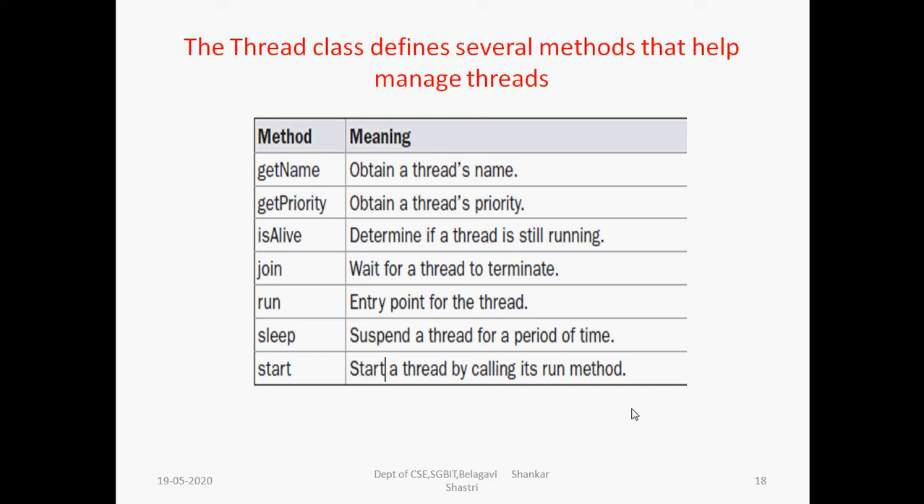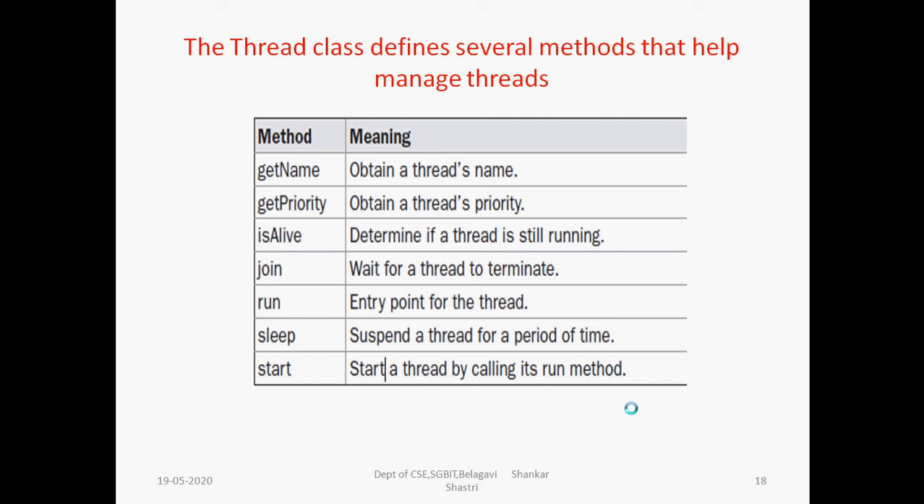Join: wait for a thread to terminate. So join is like a function. It is used to terminate a thread. Means you have to wait. If you call the join function, the join function tells the user when that thread is terminated, and before termination, what its status is. Everything is informed to the user.